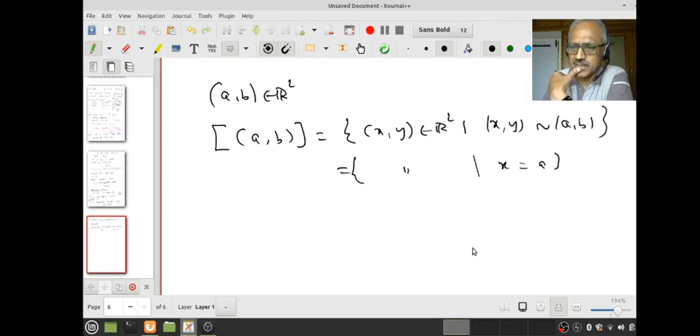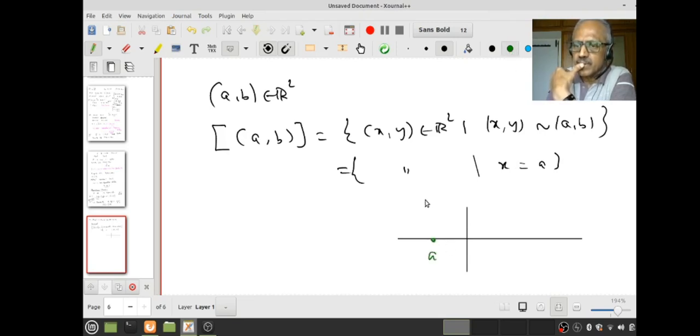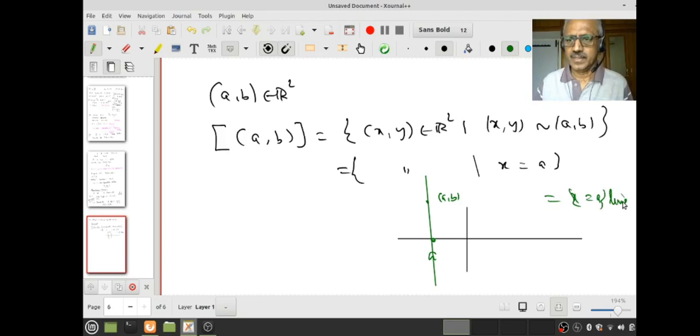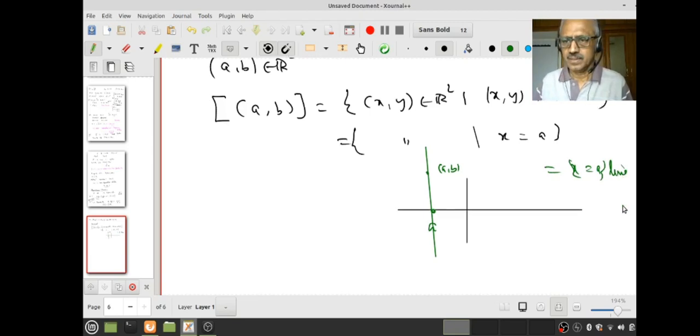Can you see that geometrically now? So I have A here. This is my point (A, B), and this is nothing other than the line x equals A. You follow that? Yeah?